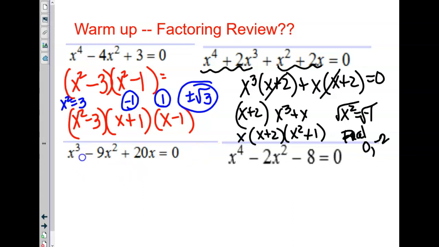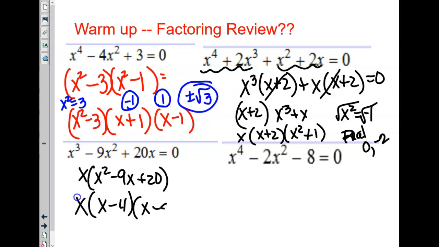Okay, we're going to do this one correctly. What can we do first here? And then we'll have which factors? How'd I do? How many real solutions? 0, 4, and 5. Last one.